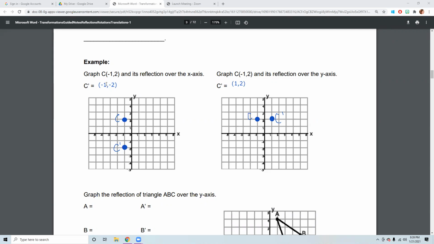Now what I want you to do is look at how the numbers in the point changed. This was flipping it over the x-axis, and this was flipping over the y-axis. What stayed the same and what changed, and why do you think that is? Take a minute, pause the video, and think about that question.